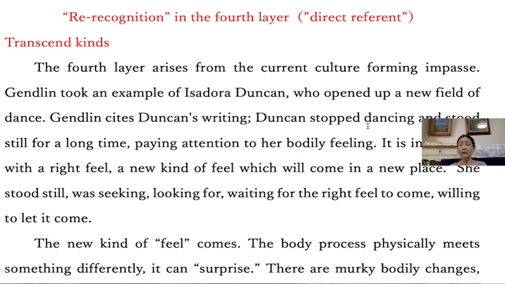Duncan stopped dancing and stood still for a long time, paying attention to her bodily feeling. It is interaction with a right feel, a new kind of feel which will come in a new place. She stood still, seeking, looking for, waiting for the right feel to come, willing to let it come.